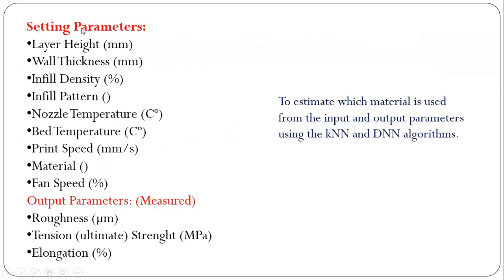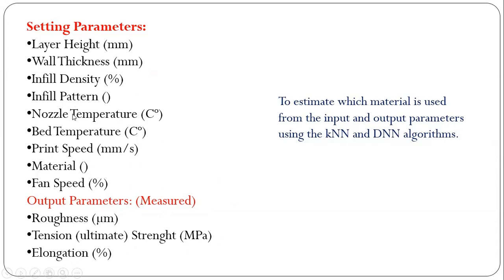So the setting parameters for any 3D printer are these 9 parameters: layer height, wall thickness, infill density, infill pattern, then nozzle temperature, bed temperature, material, and fan speed. These are the setting parameters, and the output parameters which are measured on any component manufactured by 3D printing are the roughness, the tension strength, or you can say ultimate strength, and the elongation.